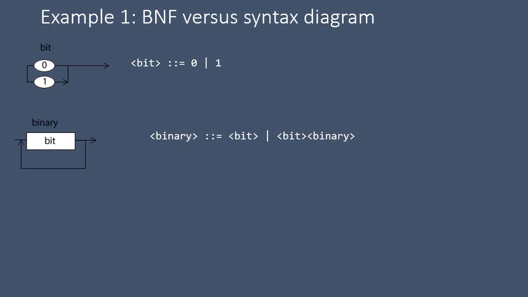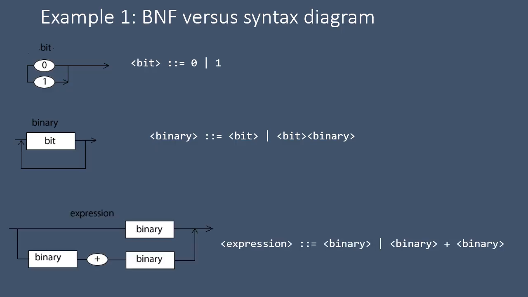This shows the binary production rule, and the syntax diagram shows that it's recursive, so we can take a bit and we can repeat that bit and keep adding a bit to our binary number, so we can have it be of any arbitrary length that we wish by repeating it however many times we need to.